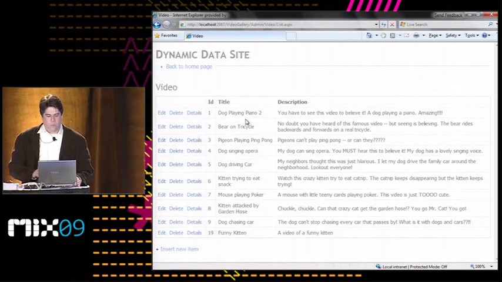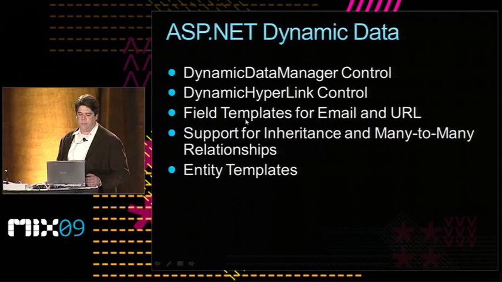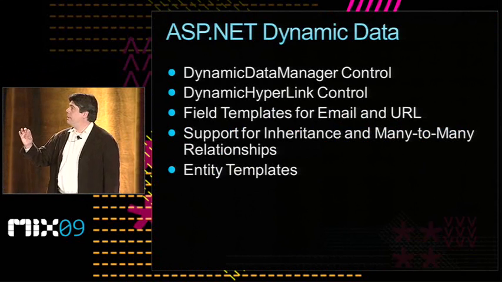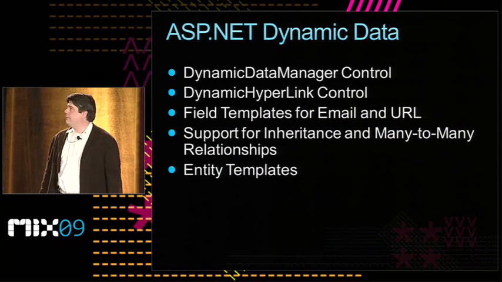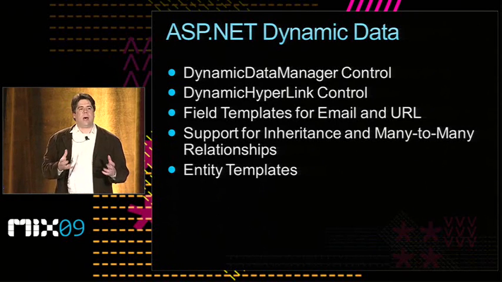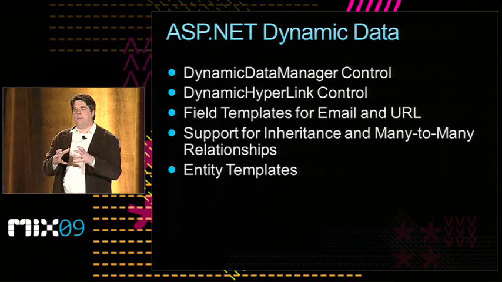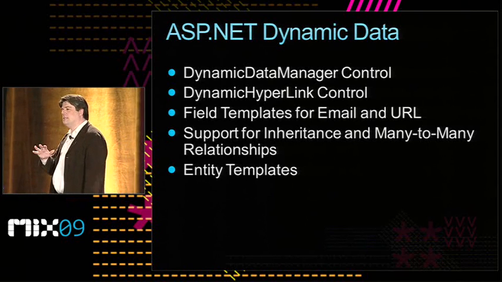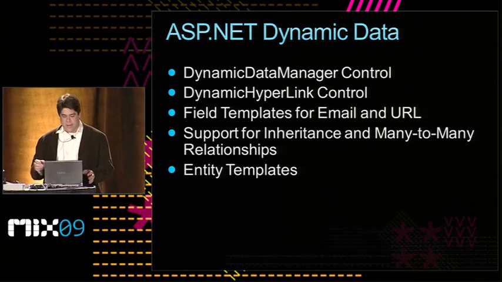Now in Dynamic Data 1, we had two basic types of templates. We had page templates and field templates. One of the features I'm most excited about with ASP.NET 4.0 is we're introducing this new type of template called an entity template. An entity template, instead of being tied to a page or to a particular field, is tied instead to a particular type of object. So a video object, or you could have an entity template for a product object. And that way you can customize the display or editing or whatever for that type of entity.